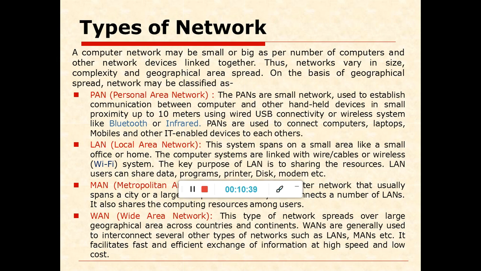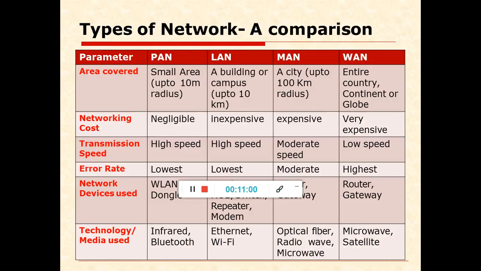So PAN is used within 10 meters. An example is Bluetooth. LAN is used within an office or home. MAN is used within a city or large area of cities, and WAN is used within countries and continents. And next we are going to talk about the comparison between types of network.